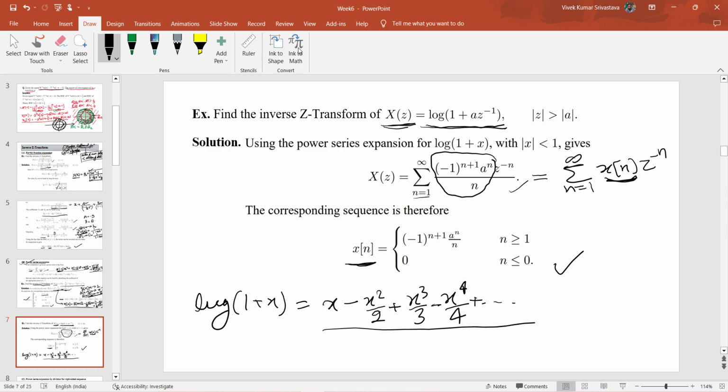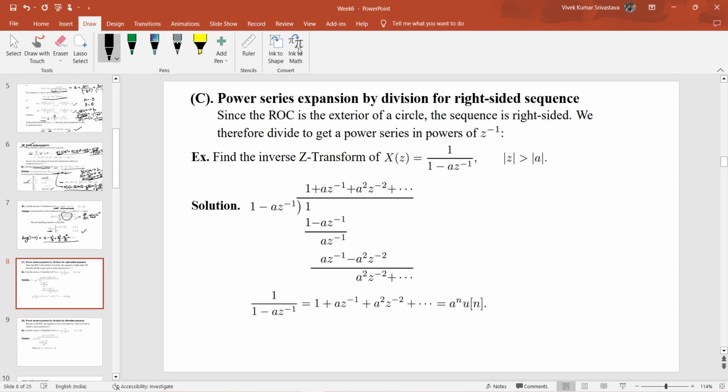power series expansion method. Okay, now moving ahead, here is another method by which we can determine the inverse z transform. So this is also the power series expansion method, but here we will use the division method. Okay, so like for a right sided sequence. Here we are using this method first for a right sided sequence, and later we will also see how to use this power series expansion method for a left sided sequence as well.